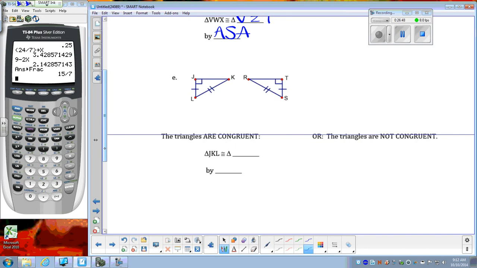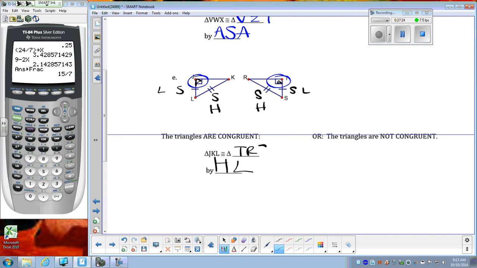Letter E, I have a right angle. I know that KL is congruent to RS. With a right angle, I can also refer to this as my hypotenuse. And then I know that JL is congruent to TS, so I label that with an S. Since it's a right angle, I can also label it as an L. So if I look at this, just using the A's and S's, I have angle, side, side, but we know that never works unless it's a right angle, which we have. So this is hypotenuse leg, and JKL is congruent to TRS.